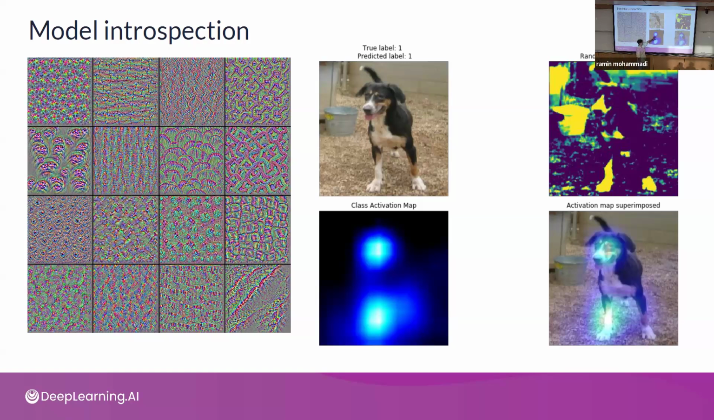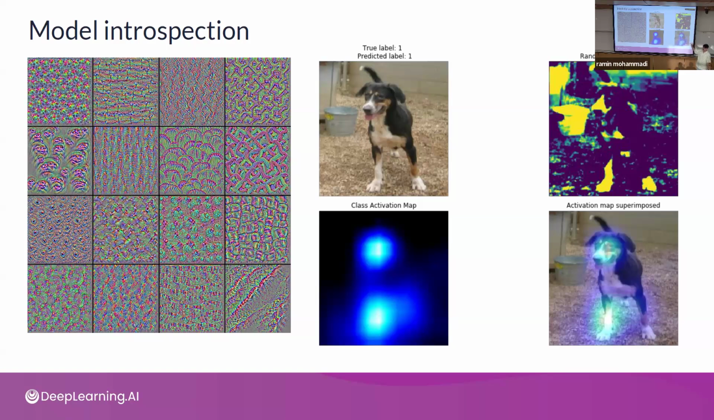Now, if you pick this and put it back on the image, what you will see is that these two regions are the part of the image where the dog's face and legs are white colors. So that filter tells you that it focused on this maybe white color in the image. So model introspection, the idea is like this.